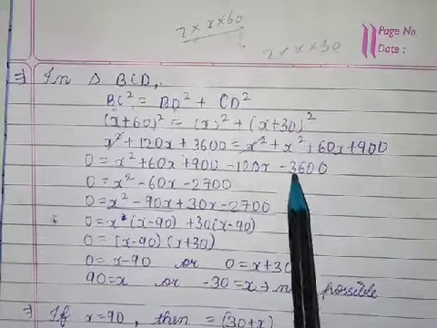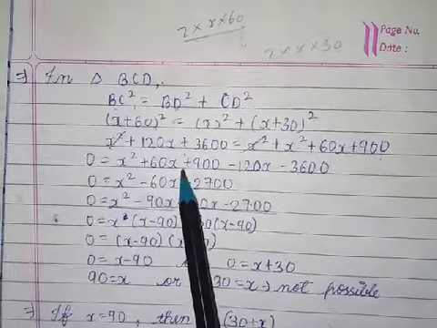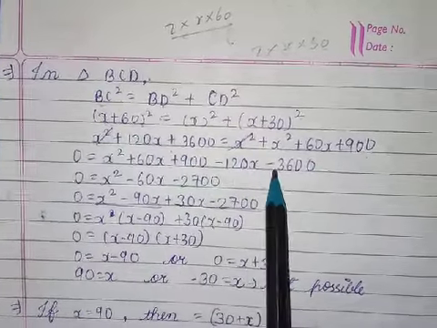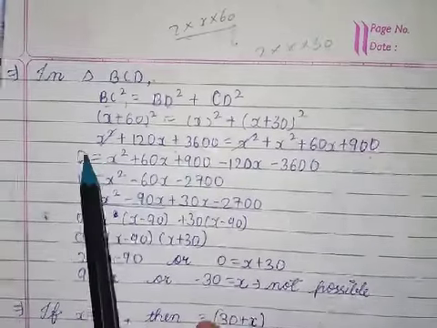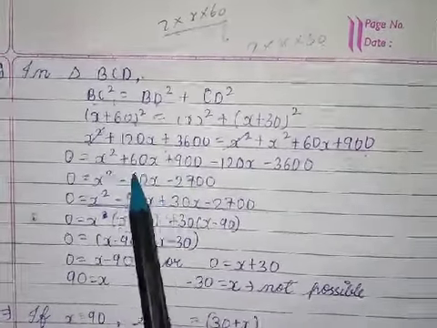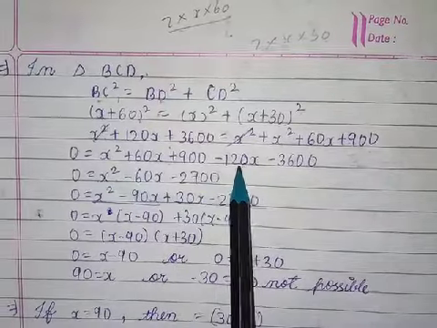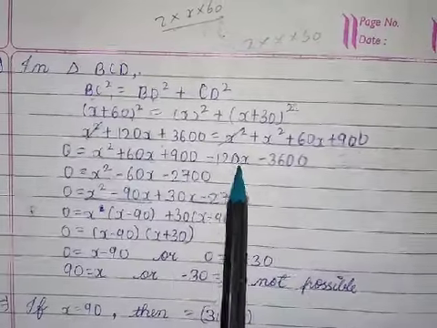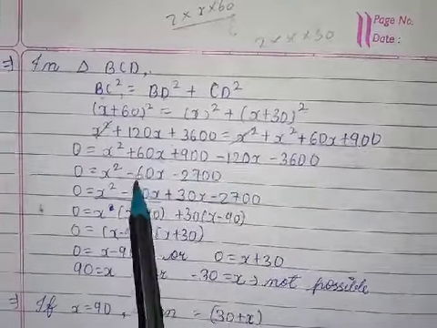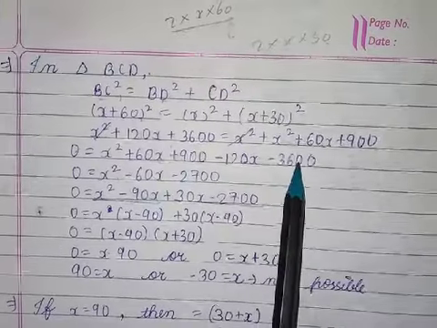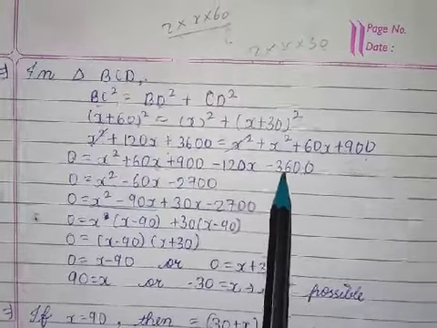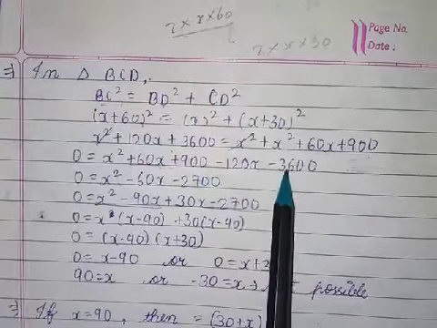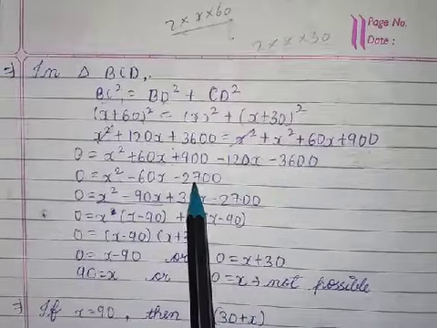Take it on the other side. So x square plus 60x plus 900 minus 120x minus 3600 is equal to 0. Simplify it: 120 and plus 60, so plus minus minus, 120 is the bigger number, so it is minus 60x. 900 and 3600: plus minus minus 3600, it is the greater number, so minus 2700.